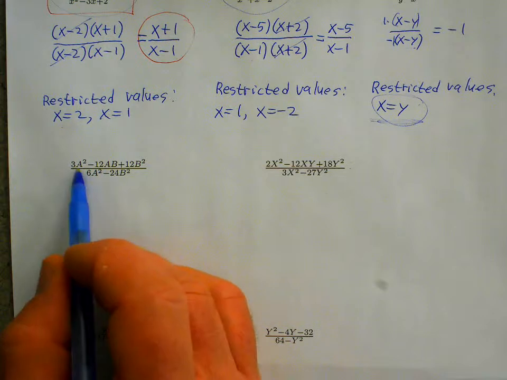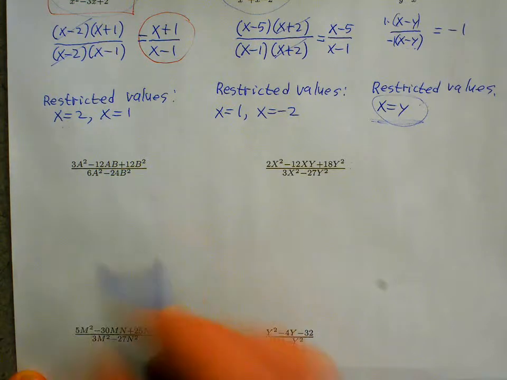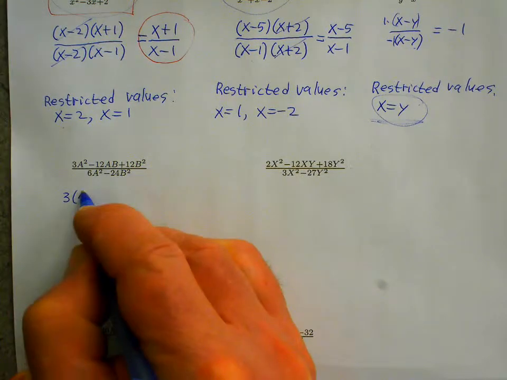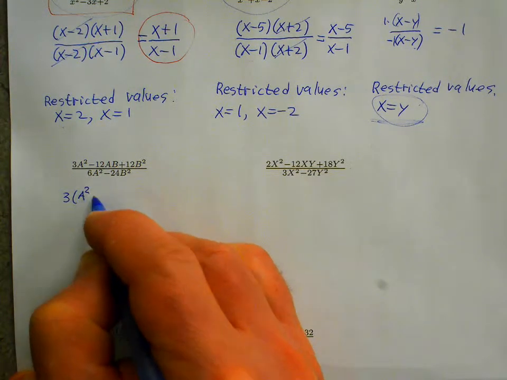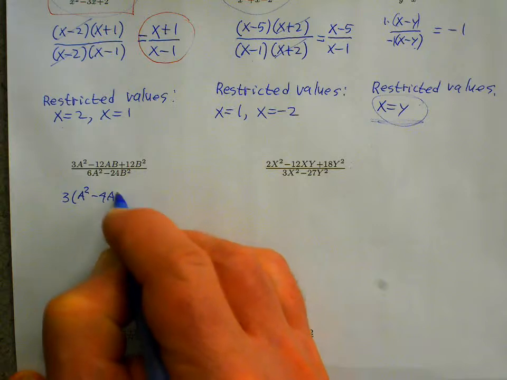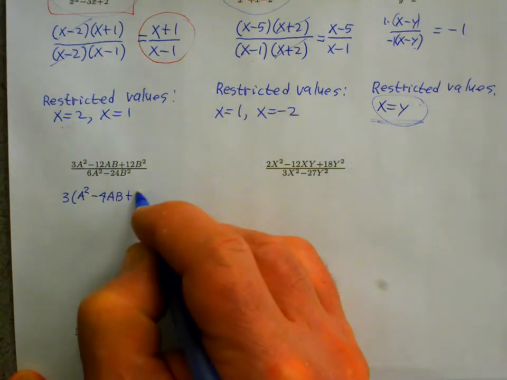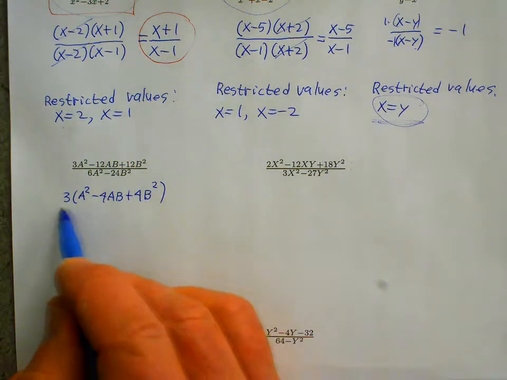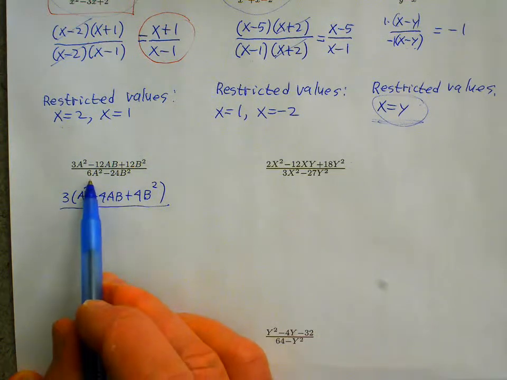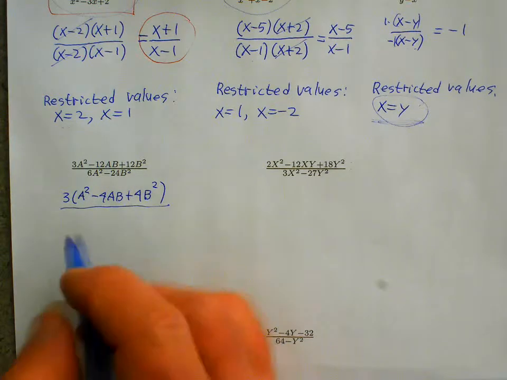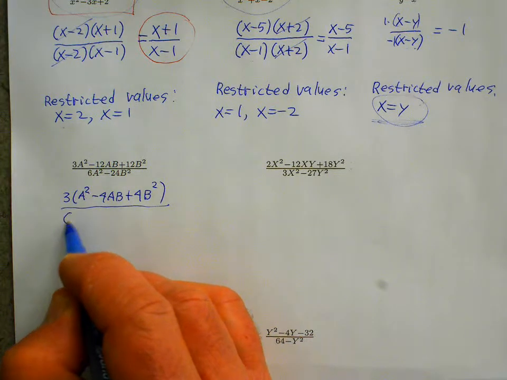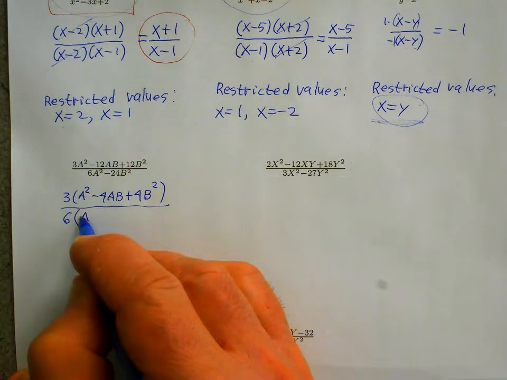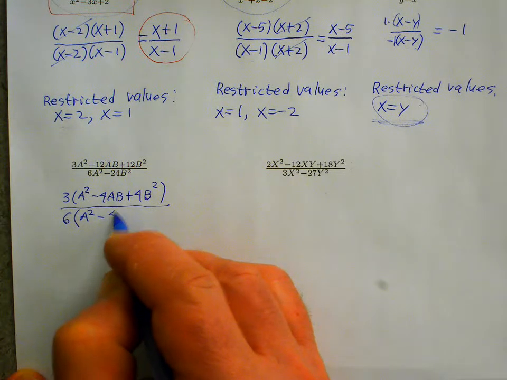So in the numerator, factor out the greatest common factor. The greatest common factor is 3. And then we have a to the second minus 4ab plus 4b to the second. And in the denominator, 6a to the second minus 24b to the second. The greatest common factor is 6, so we factor that out. And in parentheses, we have a to the second minus 4b to the second.